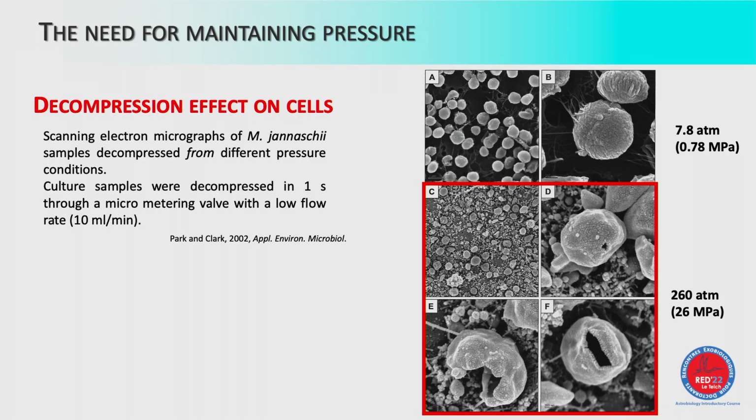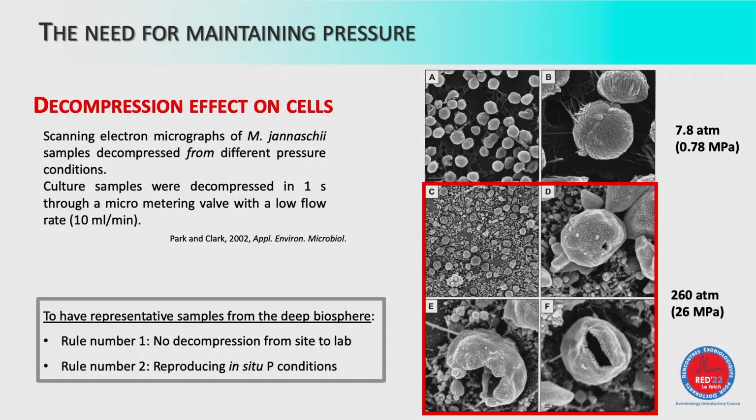Because if you don't, bad things happen. Here you have an example of Methanococcus jannaschii strains decompressed really fast after cultivation at 26 MPa, and you see that the cells exploded. This means that when you decompress some deep sea samples, you kill the cells and cannot look at them anymore because they are dead, and you have some biases induced by decompression. So there are two rules to follow if you want to work with representative samples of deep sea vents. Rule number 1: no decompression from site to lab. And rule number 2: reproduce in situ pressure conditions.